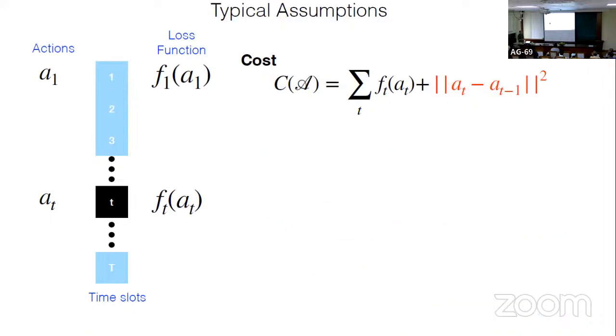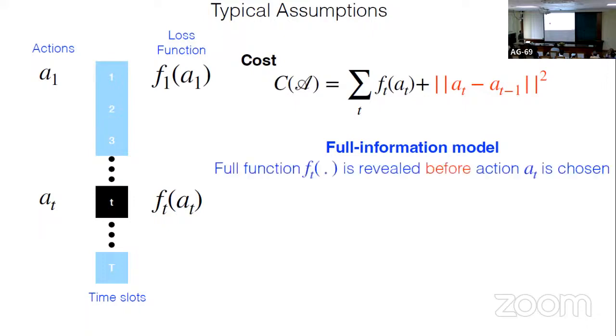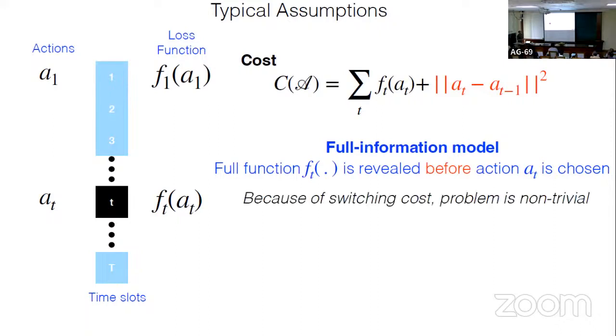So what else? A typical assumption made is what is called the full information model. I'm deviating for a second: earlier I said the action is chosen before the function is revealed. But for this problem, where there is an additional penalty on changing your decisions across time, typically a model which allows you to see FT before you take action AT is used. The problem is still non-trivial just because of this additional movement cost, or switching cost. Even if I show you FT before you take action AT, the problem remains non-trivial.